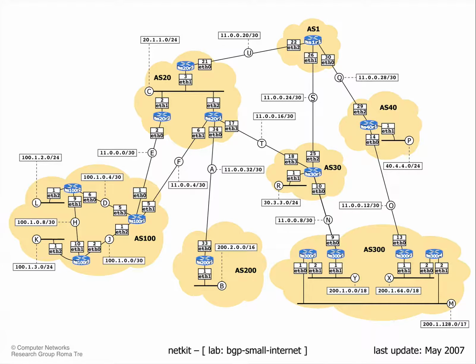This network emulation allows us to quickly and easily create large-scale networks. For instance, here's a slide from the NetKit teaching laboratories running a BGP small internet. In this lab, there are 7 autonomous systems, each representing a different network operator, with 14 routers. These routers are running protocols such as OSPF, IBGP, and eBGP.